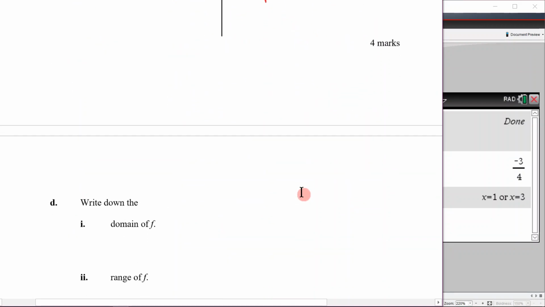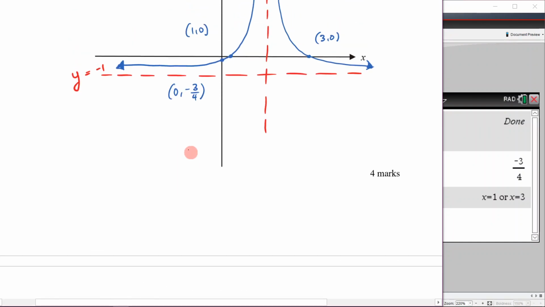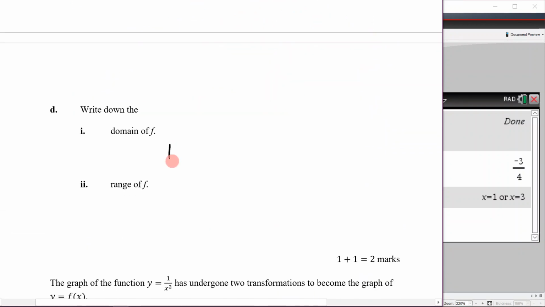Okay, let's keep on going now. It says write down the domain of f. So remember, the domain is all my possible x values, and as you can see, x exists everywhere except for 2. So I would say that it's all real numbers excluding 2.